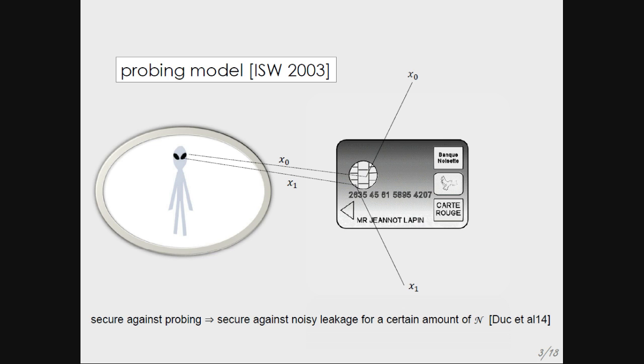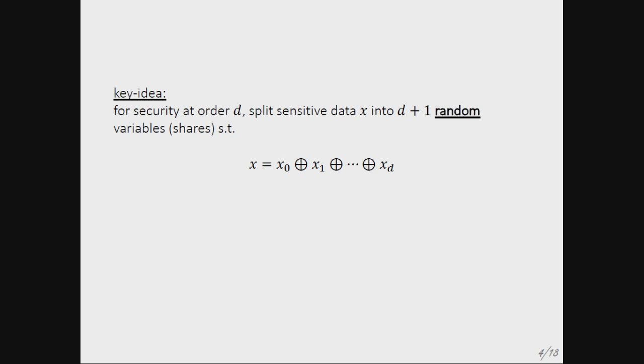So what this means is that if you say something in this model, which is very convenient to work in, you are also saying something that is relevant in the other model, which is more practical. So this being said, we are going to focus on the probing model in this work. The key idea, once again, in the probing model, when you want to prevent an attacker from getting information about your sensitive value, is that you want to mask your sensitive value. So to do so, once again, you perform a masking. That is, for security against an adversary that makes d observations, what you're doing is splitting your sensitive data into d plus one random variables.